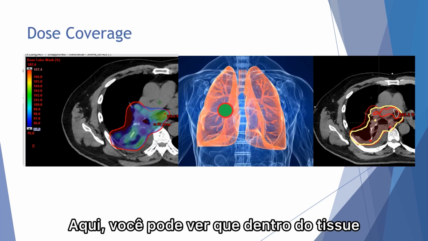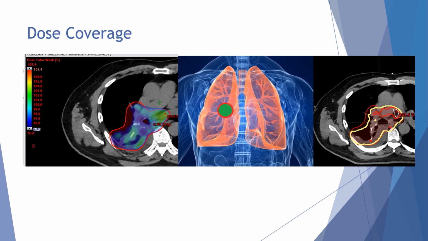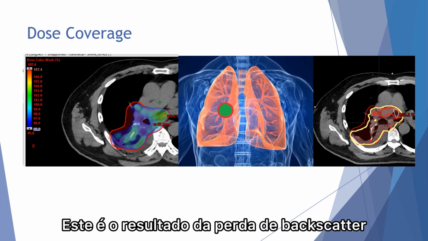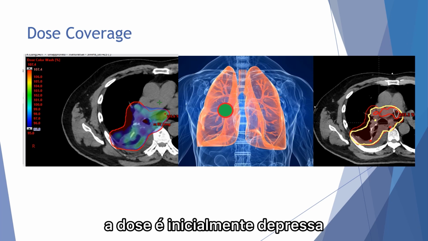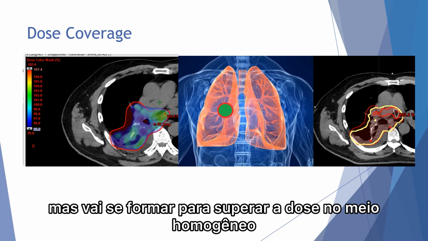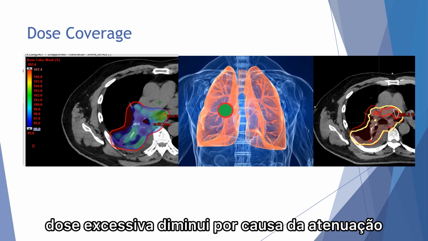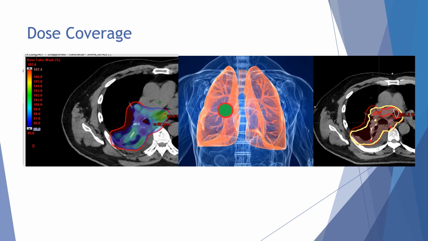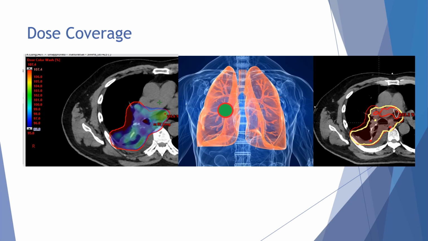Here, you can see within tissue, there is loss of dose on the tissue-lung interface. This is a result of a loss of backscatter. Within the lung, dose is initially depressed, but will build up to exceed dose in the homogeneous medium. Then the excess dose decreases because of primary attenuation of the beam. Penumbra within the lung will be greater because of the increased electron range.